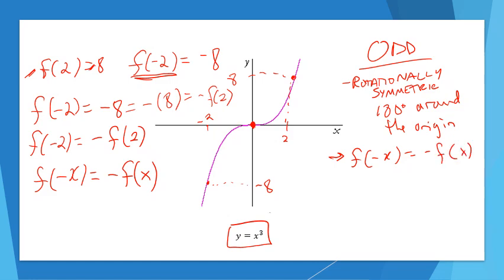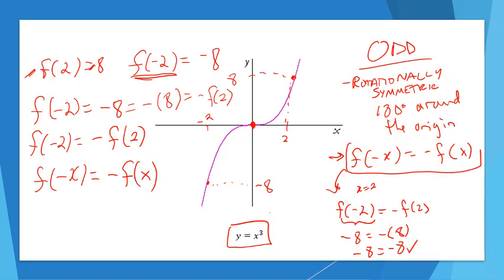All right, and just to show that this function works, because I know some of you still might be confused, let's plug in x equals 2, right? F of -2 equals -f of 2. F of -2 is -8 equals -f of 2, which is 8, and -8 equals -8. All right, so this is our rule for odd functions.